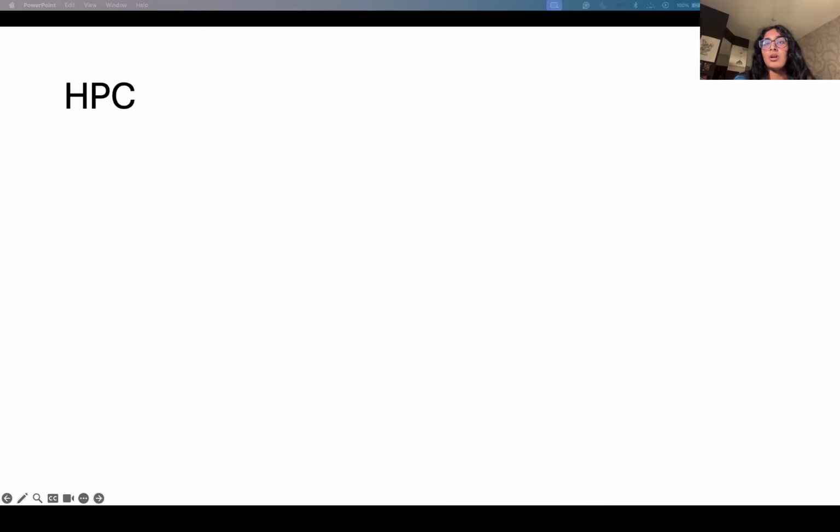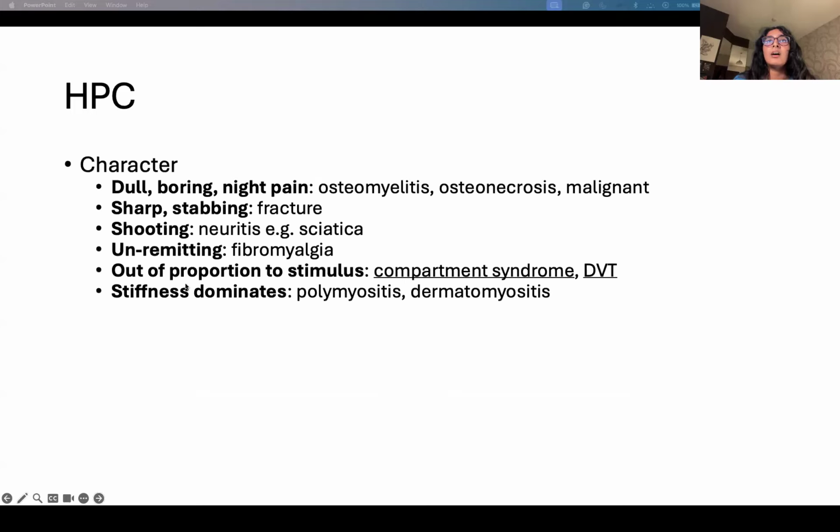So now we can talk about character. We've done site, onset, character. Here are some descriptions of what people might say. So let's go through it. Dull, boring pain. So it feels very deep into the bone, a sign that something is probably going on very deep inside the bone. Normally sounds like it could be a red flag symptom.